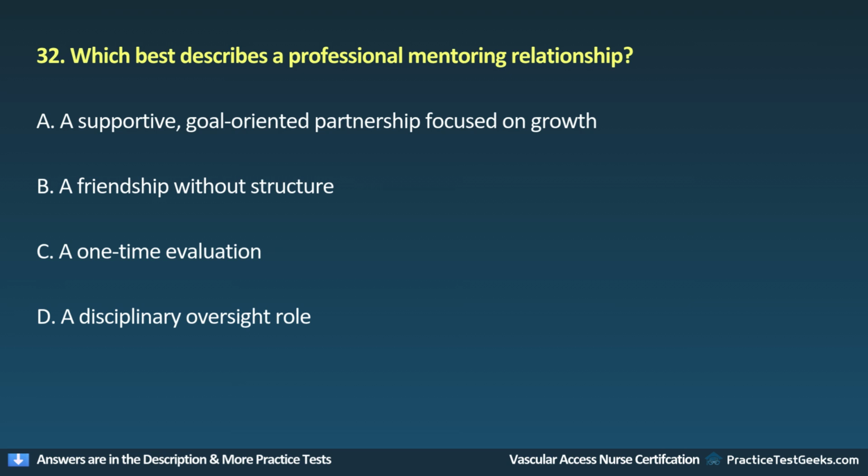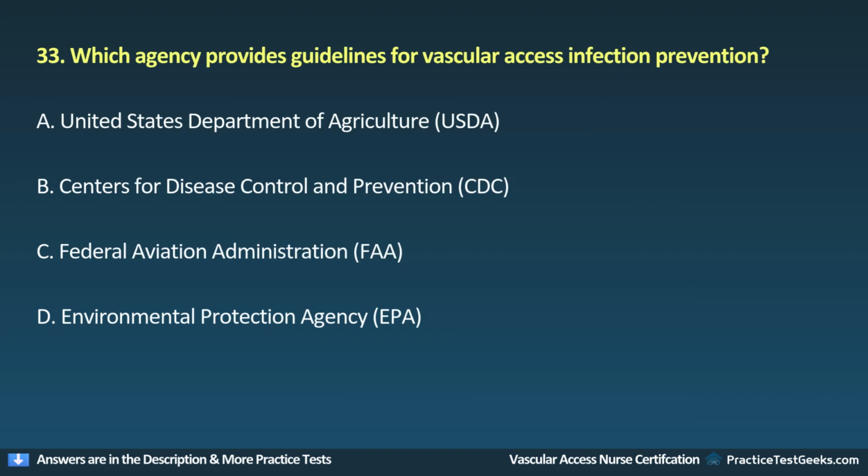32. Which best describes a professional mentoring relationship? A. A supportive, goal-oriented partnership focused on growth. B. A friendship without structure. C. A one-time evaluation. D. A disciplinary oversight role.